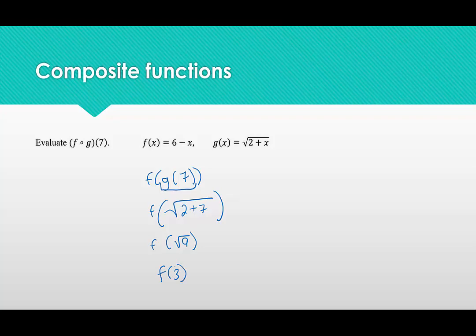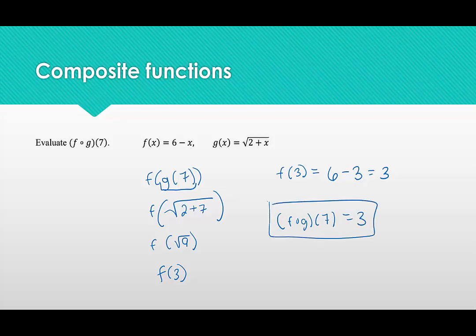So now what we want to do is evaluate f of 3. Notice I just went through the steps for evaluating g of 7, and the output was 3, so 3 is now the input for f. f of 3 means anywhere in f that I see an x, I'm going to replace it with 3. I have 6 minus 3. So we end up with 3. So we could say that f of g of 7 is equal to positive 3.